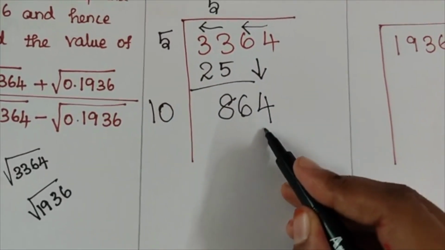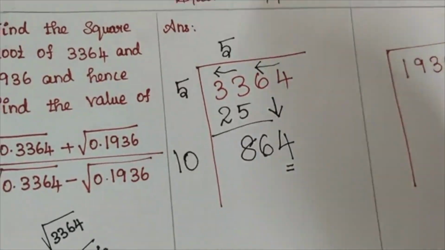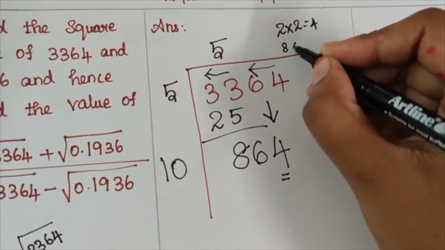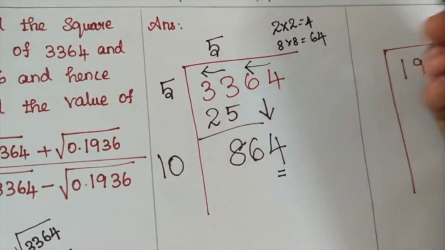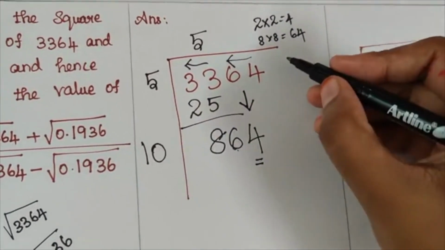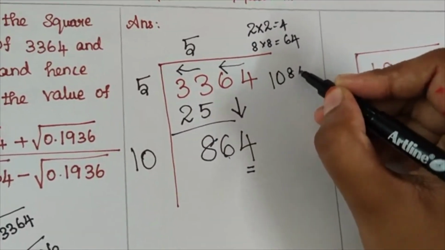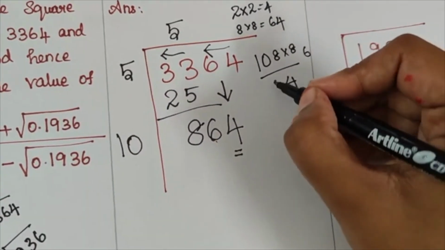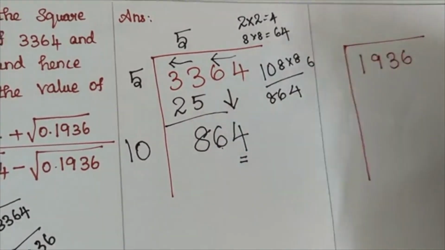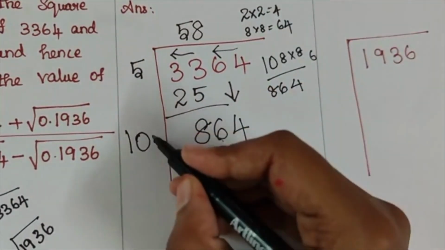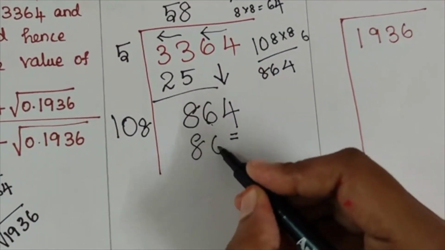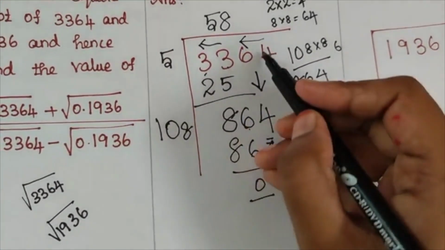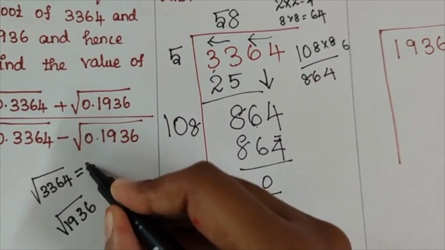Since the unit digit is 4, there are only two possibilities. One is 2, since 2 2s are 4, and the other is 8, since 8 8s are 64. 2 is not possible because it is a bigger number. So let's go with 8. 108 into 8. 8 8s are 64, balance 6. 8 zeros are 0 plus 6, 6. 8 1s are 8. So obviously it is 8 times. So 8 8s, it is 864. So the remainder is 0. Therefore, the value of root of 3364 is equal to 58.